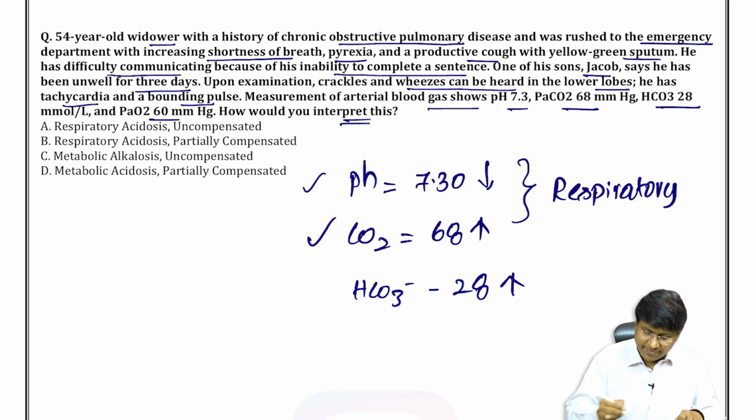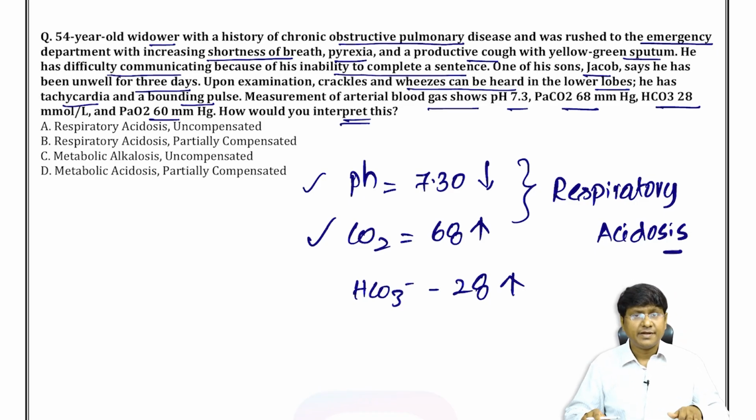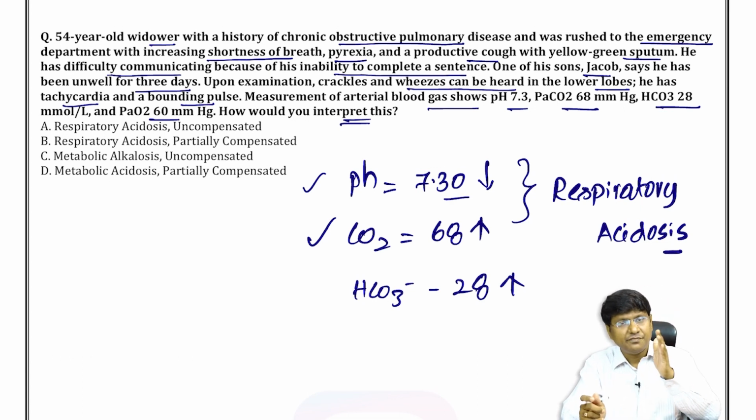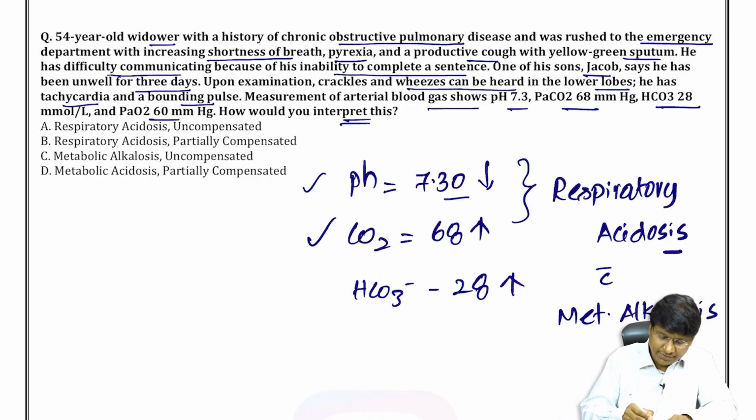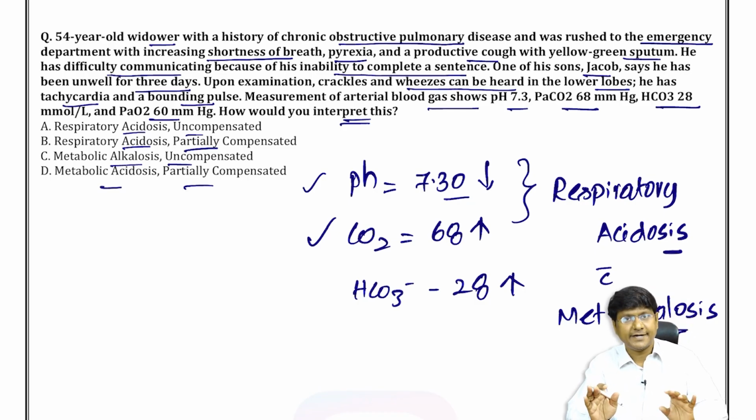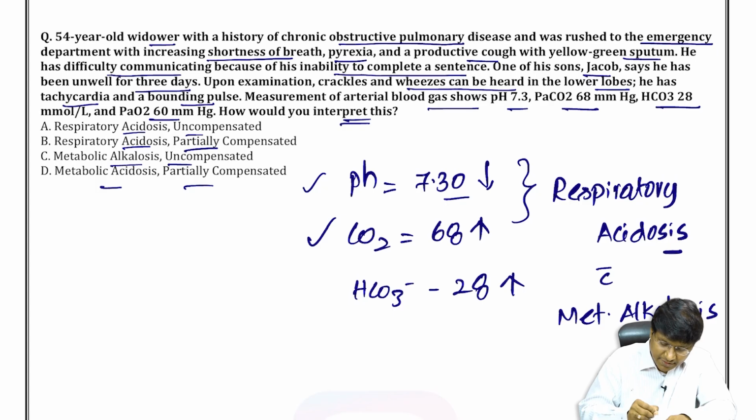The primary acid-base disorder will be respiratory. Respiratory what? Respiratory acidosis, where the pH is 7.30. Now, whenever there is respiratory acidosis, what will be the compensation? The compensation will be metabolic alkalosis. But what is given to us? Respiratory acidosis uncompensated, respiratory acidosis partially compensated, metabolic alkalosis uncompensated, metabolic acidosis partially compensated. So here the correct answer is respiratory acidosis, which is partially compensated.